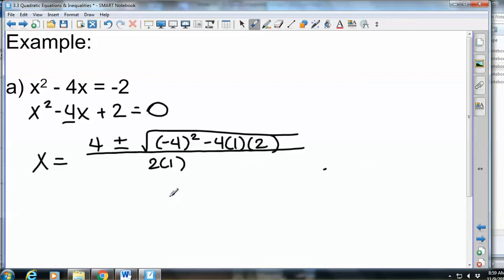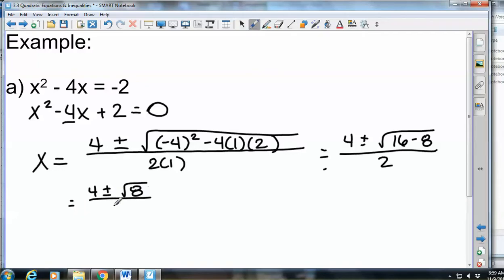The difference from Algebra 2 is that you were able to just plug all this in your calculator and give a decimal answer. I want exact answers, so that means radicals. So we're not going to just put everything in our calculator, we are going to work it out. So we have 4 plus or minus, okay, -4 squared is 16. 4 times 1 times 2 would give me an 8. So I get 4 plus or minus the square root of 8 all over 2.